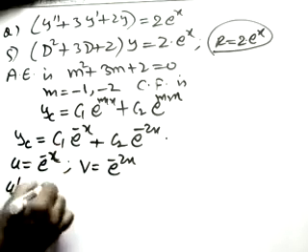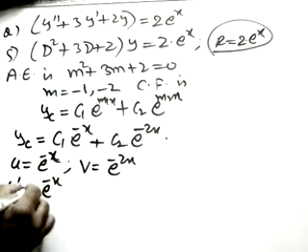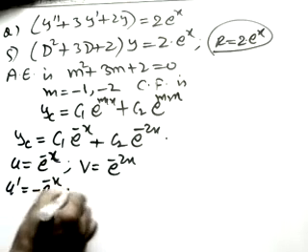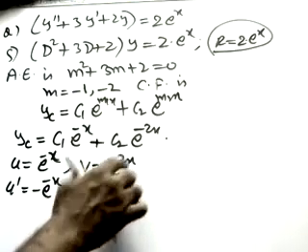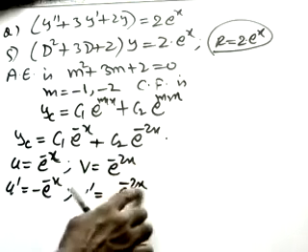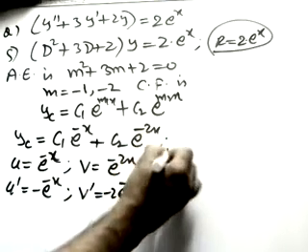Now differentiate this. u will become u dash. d by dx of e power x will be e power x, but the differentiation of minus x will be minus 1, so you write minus here. In the same way, v dash equals d by dx of e power x is e power x, but the differentiation of minus 2x is minus 2, right here.